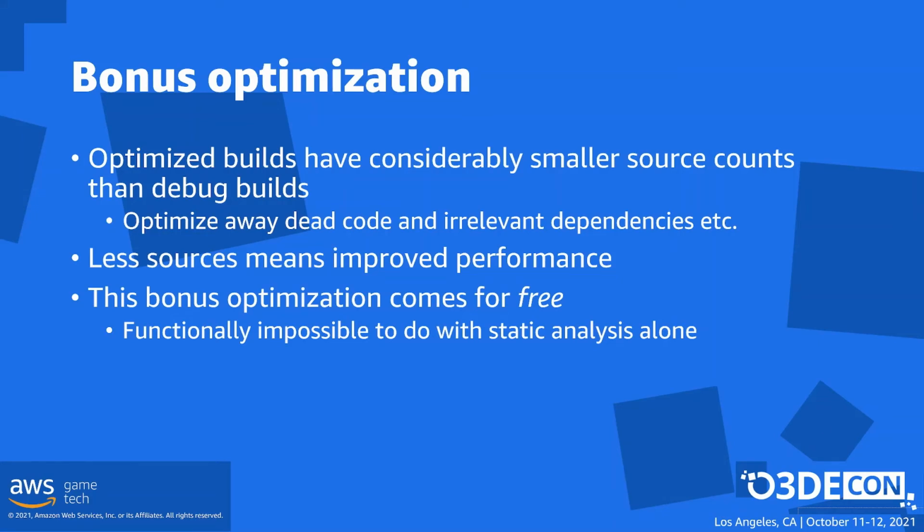What makes this bonus optimization particularly attractive is that it comes for free. We don't have to do anything other than change the build configuration of the targets we wish to build. As soon as we turn on compiler optimizations, we instantly get a boost in performance. And this performance is in the form of more accurate test selection. This would be functionally impossible to do with static analysis of the build system as we saw in the previous slide, even if we put aside the fact that they cannot discover runtime dependencies.